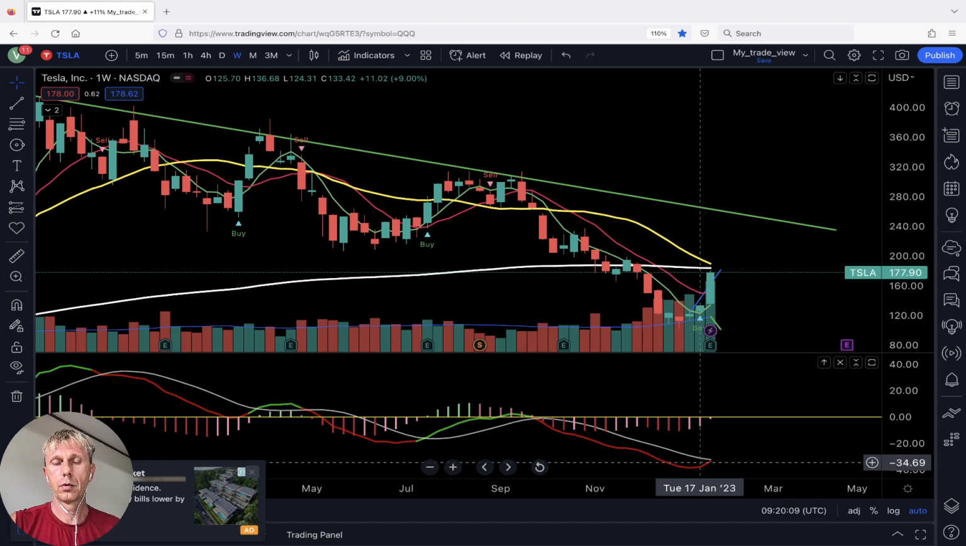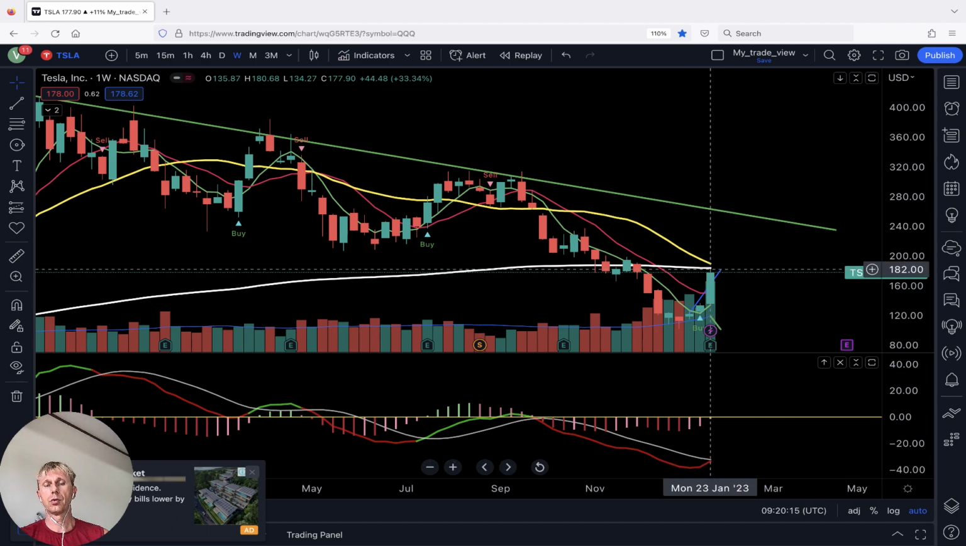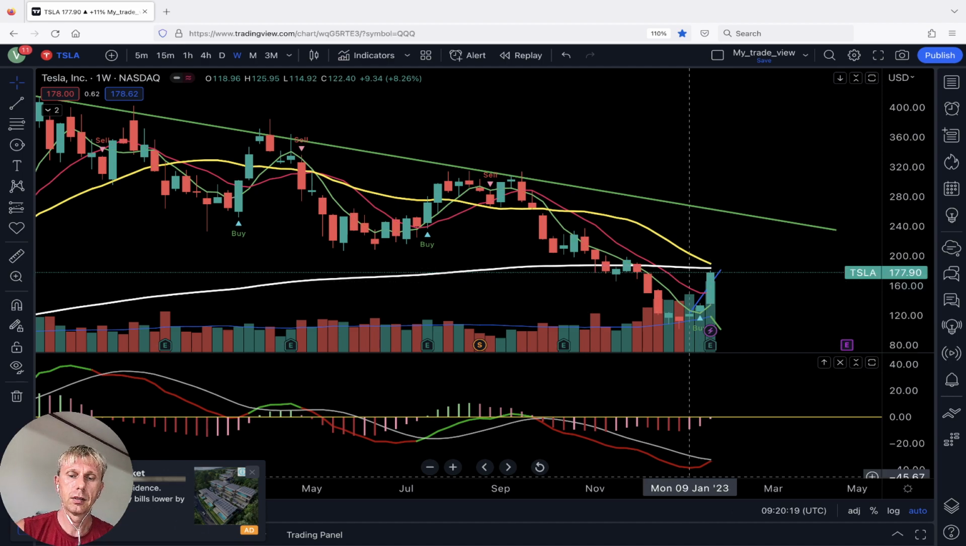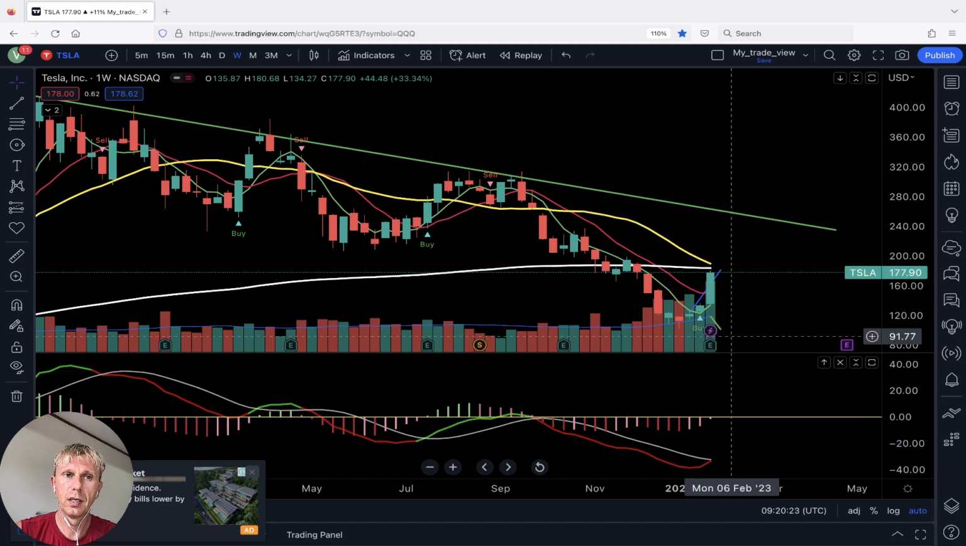Bullish crossover on the Tesla on the moving averages on weekly. Weekly bullish bar, it touched the MA 200. Maybe it will be rejected from MA 200. MACD is still red, but it's already ready for bullish crossover. On weekly, it's kind of bullish.